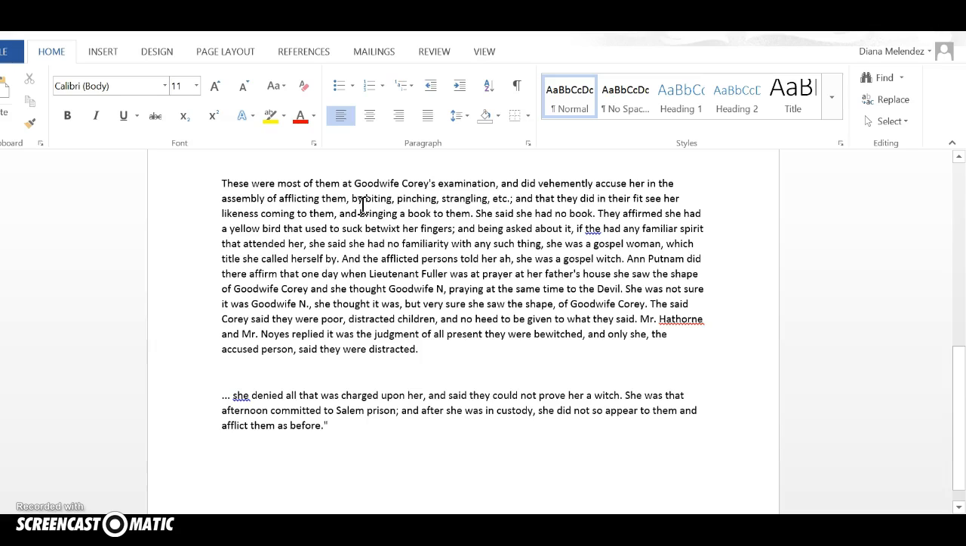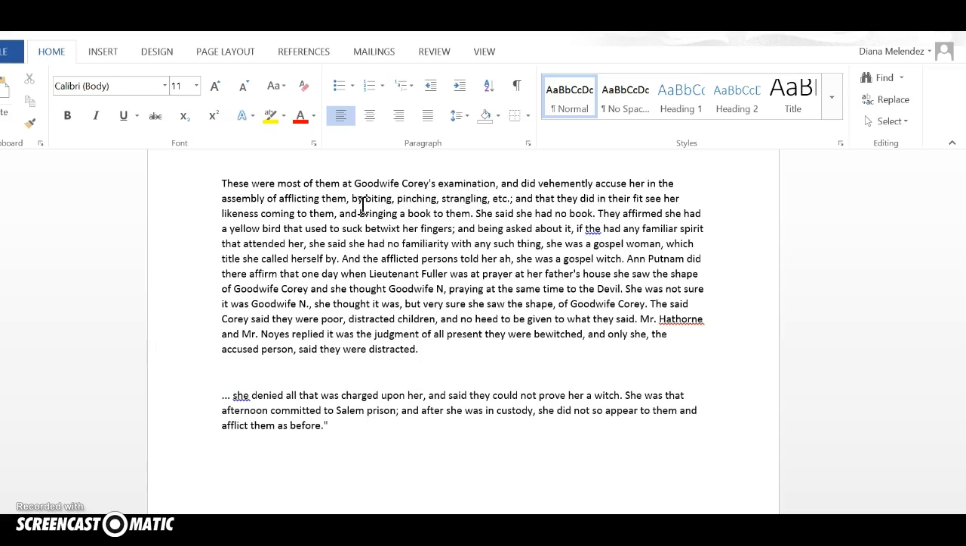Okay, paragraph 3. These were most of them at Goodwife Corey's examination, and did vehemently accuse her in the assembly of afflicting them by biting, pinching, strangling, etc., and that they did in their fits see her likeness coming to them and bringing a book to them. She said she had no book. They affirmed she had a yellow bird that used to suck betwixt her fingers, and being asked about it, if they had any familiar spirit that attended her, she said she had no familiarity with any such thing. She was a gospel woman, which title she called herself by. And the afflicted persons told her, she was a gospel witch.